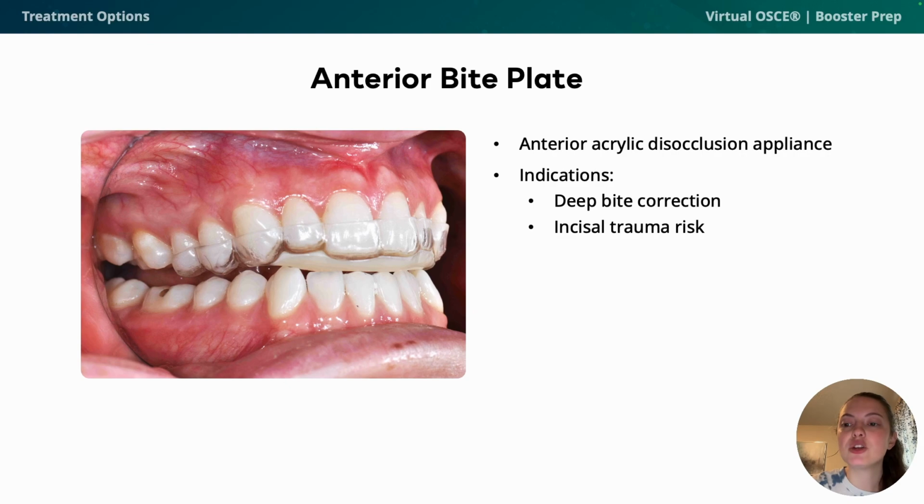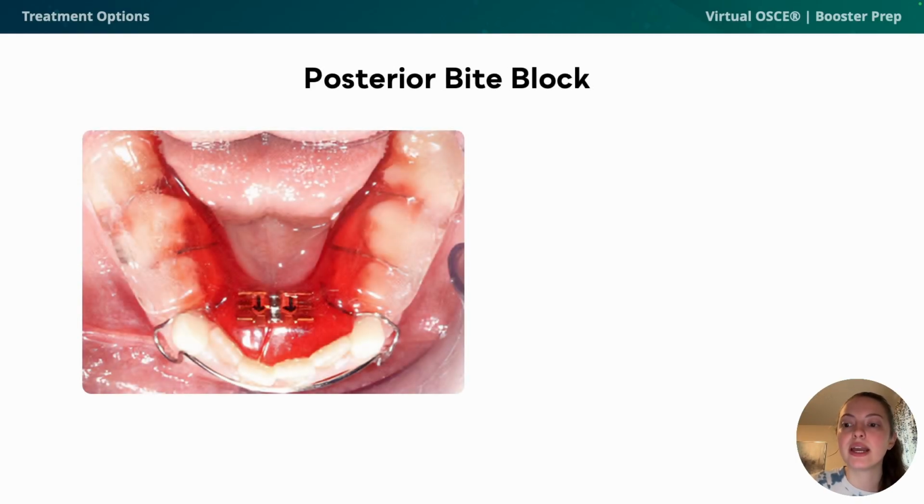So if you see a patient with a really deep bite, you should be thinking of an anterior bite plane. And if we need to have an anterior disoccluding appliance, we also have a posterior acrylic disocclusion appliance known as the posterior bite block. Now this appliance is practically the opposite of the anterior bite plane. If you place acrylic between the anterior teeth, the posterior teeth will passively erupt and a deep bite is corrected.